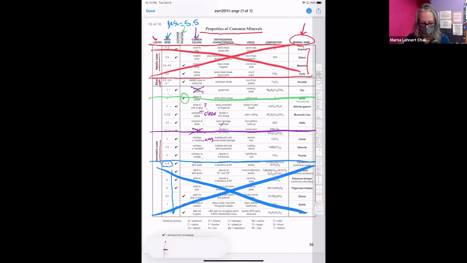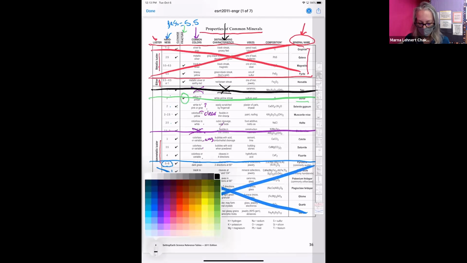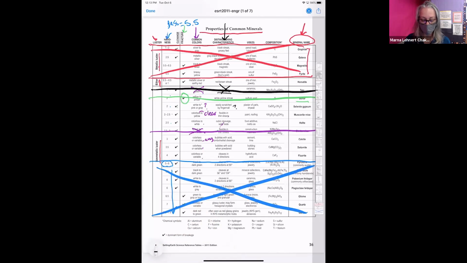All right, the last column here that we can look at is called distinguishing characteristics, okay? So greasy feel. Does the mineral have a greasy feel? Nope. It just kind of feels like paper. So I don't think it's talc. Okay, good. Easily scratched by fingernail. Ooh, that was one of the properties that we had, wasn't it? And it does maybe match up with the color. So it could be selenite gypsum.